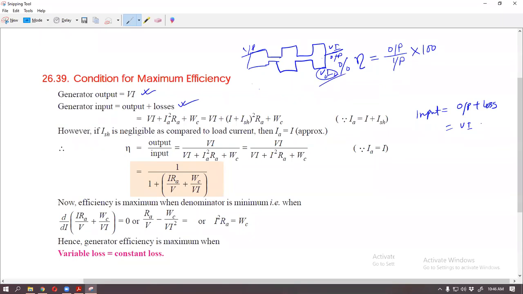So this plus loss is equal to, you know that loss is of two types. Loss is equal to variable loss plus constant loss. Main two parts of loss: variable loss plus constant loss. You know that variable loss is only the armature loss, Ia square Ra, this is the variable loss. And this is the constant loss, WC. Constant loss means total loss, all loss. Are you clear on this point?